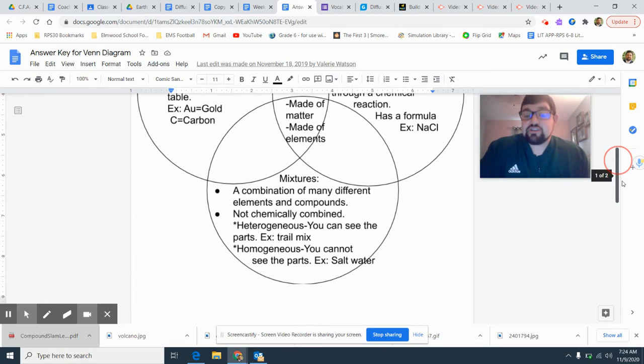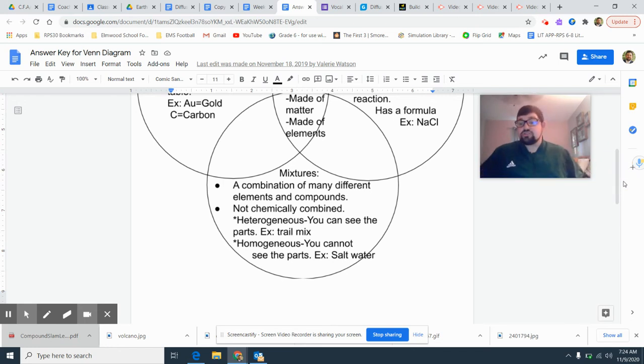Okay. Then you have mixtures, and mixtures are the most complex, which means they have the most differences, right? It's almost like a completely different thing. Well, really, it's just made up of the other two. So a combination of many different elements and compounds. So a mixture could have single elements in it. It could have compounds in it. It can have things that are floating and not dissolved. It can have things that are dissolved. It can be mixed all together. It can be separated out. But a mixture is a combination of different elements and compounds.